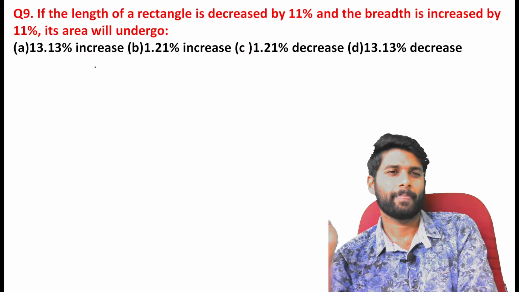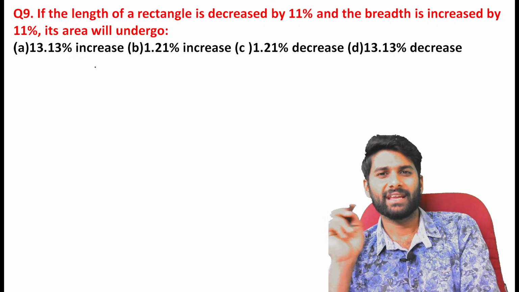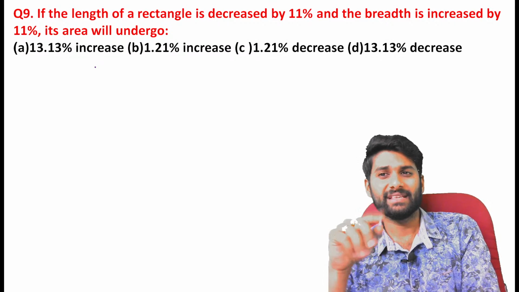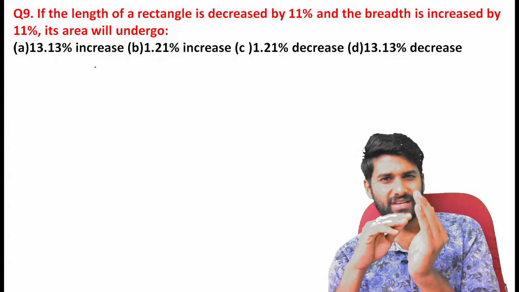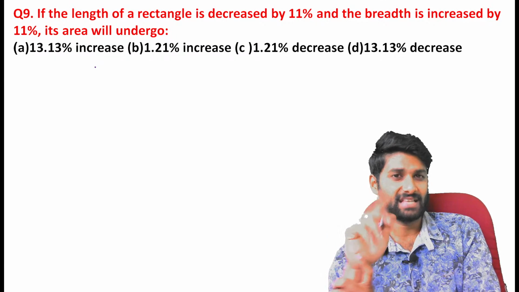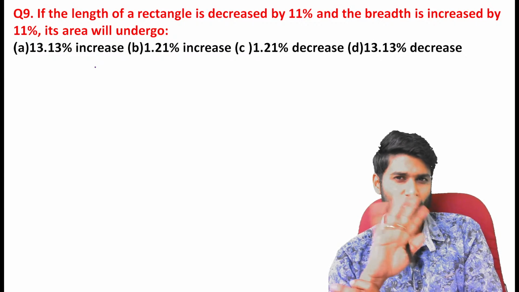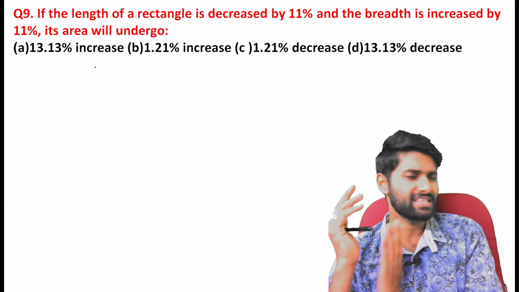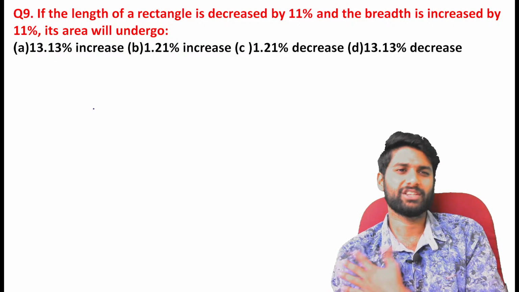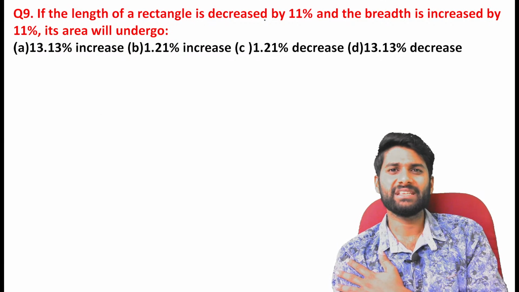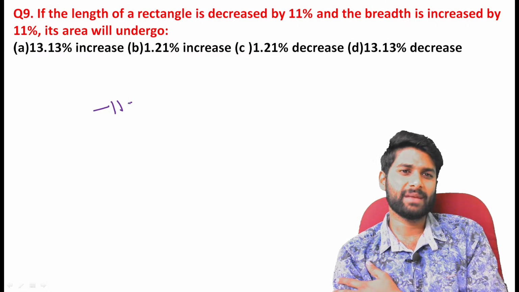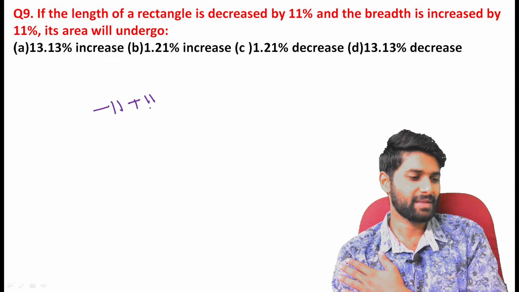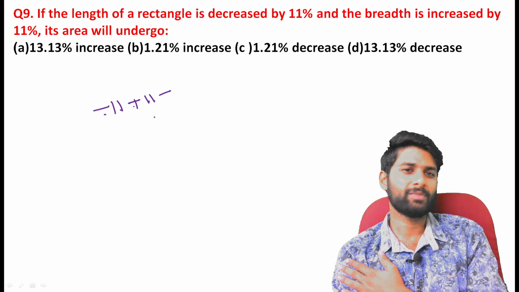Next question. The length of the rectangle is decreased by 11%, the breadth is increased by 11%, then what is the area? Now guys, first one decreases, another one increases. I said there are three different calculations for solving this type of question. You can use anything. I just go through the formula. It's better for me. Now see, initially it decreases by 11, meaning the value becomes minus 11. Now it increases by plus 11. Now minus into plus, the value becomes minus.